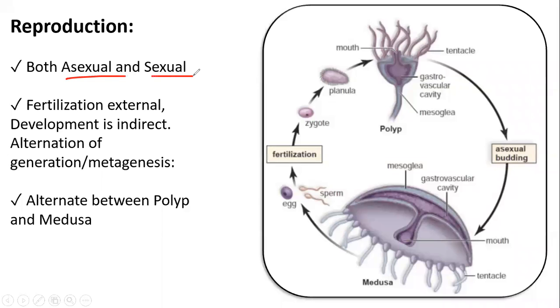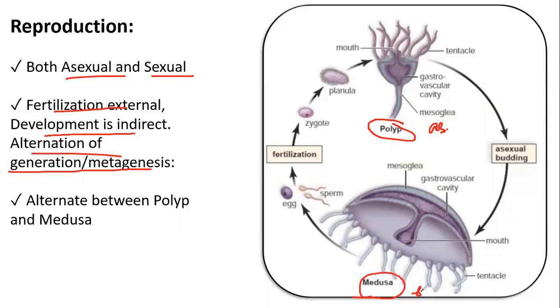Reproduction is by both asexual and sexual means, with external fertilization, indirect development, and alternation of generation seen. That is, an asexual form and a sexual form are seen. The asexual form is known as the polyp, and the medusa is the sexual form. Medusa is the sexual form.